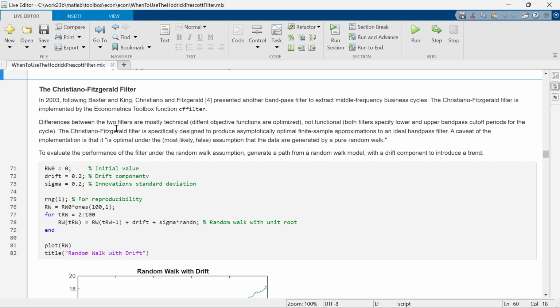They, Cristiano and Fitzgerald, as it says here, optimized a different objective function in order to come up with their trend and cycle. But it didn't operate in a different way than the Baxter-King filter. You specify the two cutoff frequencies and you apply the filter and you get some middle frequency data.